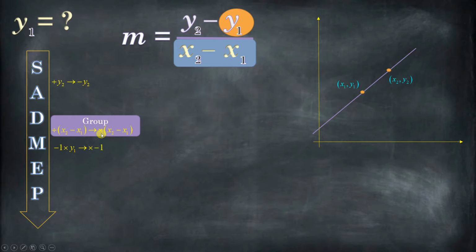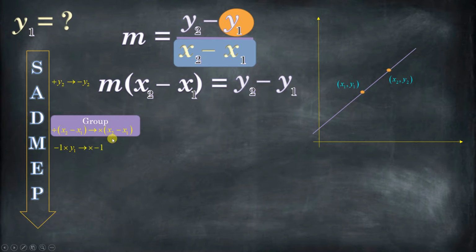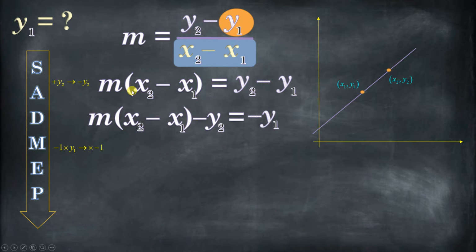Our very first thing is we're going to take care of this group operation. We're going to multiply both sides by x2 minus x1. On the right, they're going to reduce, and on the left, well, this is what we have. We could distribute, or we don't have to. Now our next step is we're going to go ahead and subtract y sub 2 from both sides. Makes 0 on the right, and on the left, this is what we have right here. Our very last step, we have to multiply both sides by negative 1.